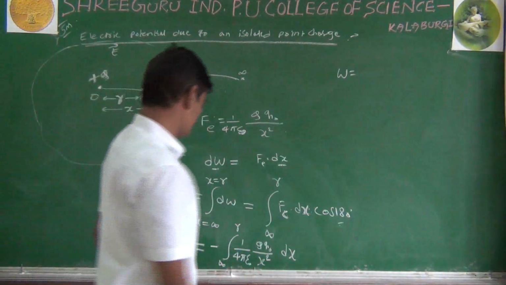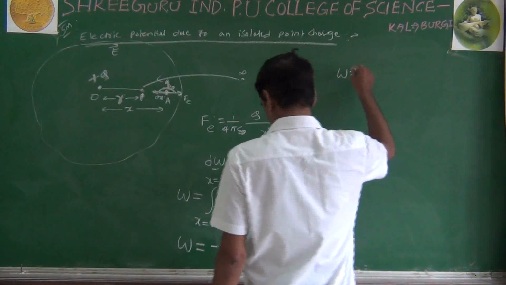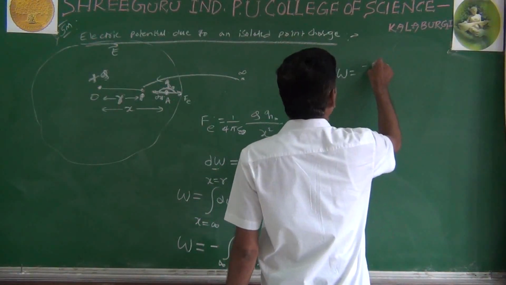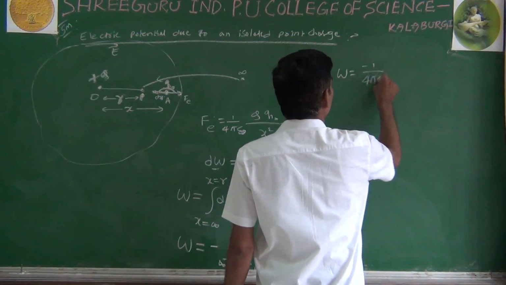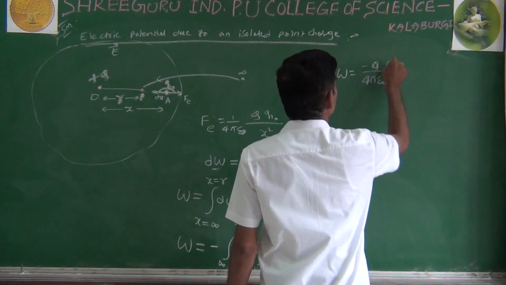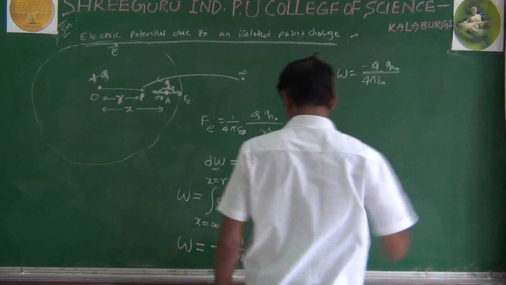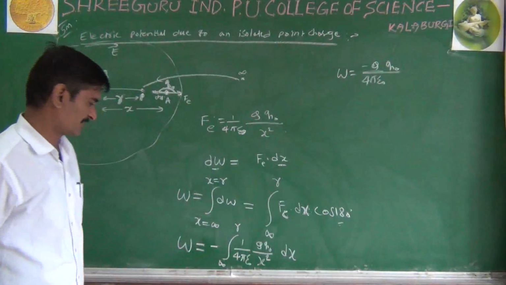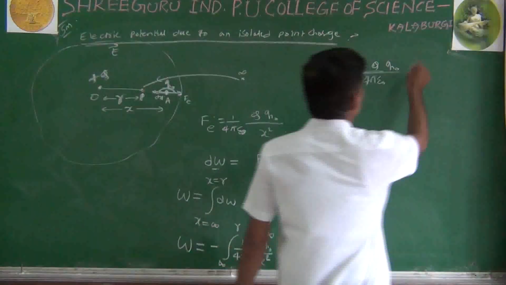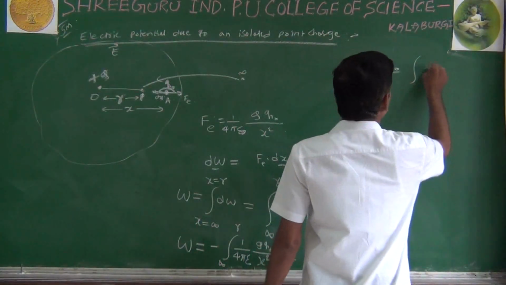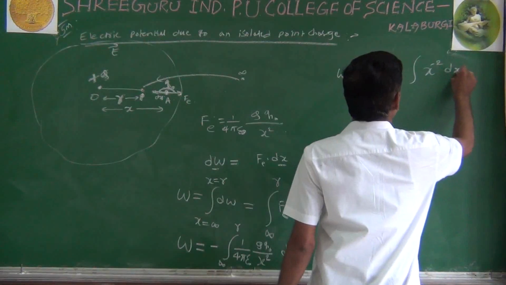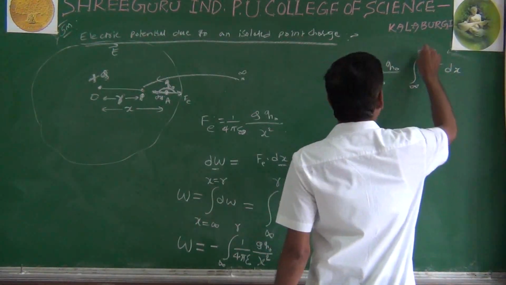Got that? So now the work done W is equal to minus 1 by 4 pi epsilon naught Q0, all are constants, take them outside, times the integration of x raised to minus 2 dx from infinity to r.